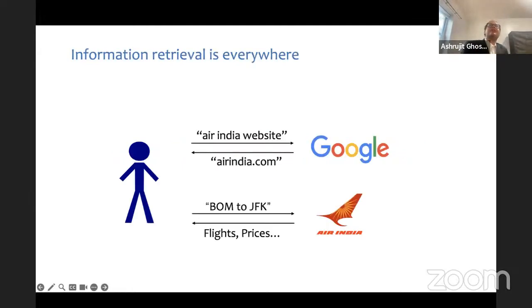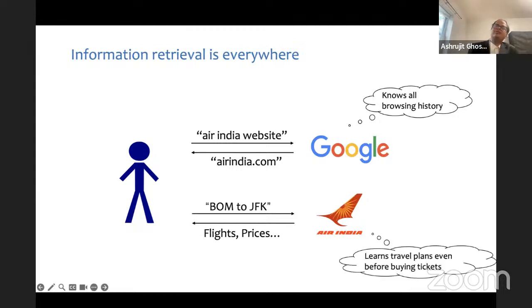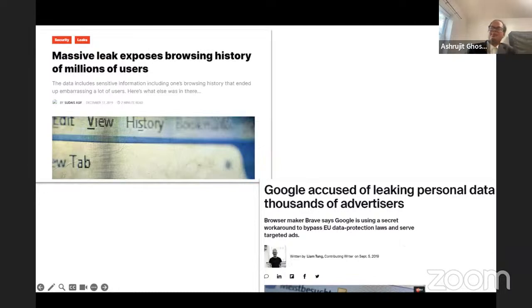Information retrieval is a problem that crops up in many different contexts all the time. For example, suppose you want to book an Air India flight from Mumbai to New York. You will first Google Air India's webpage, and Google will retrieve a set of search results. Then when you go on the Air India website, you enter your source and destination, and the website would retrieve the flights, prices, etc. However, what this means is that Google knows your entire browsing history, and the Air India server learns of your potential travel plans even before you have bought tickets. And this is not ideal, especially in the light of massive data leaks exposing our browsing history and other private information.